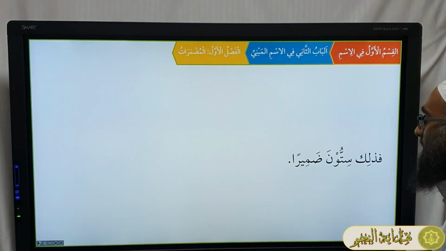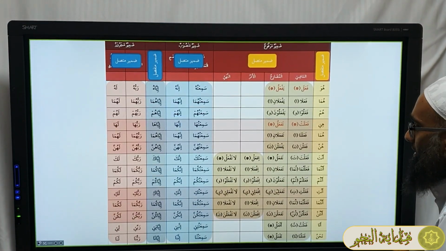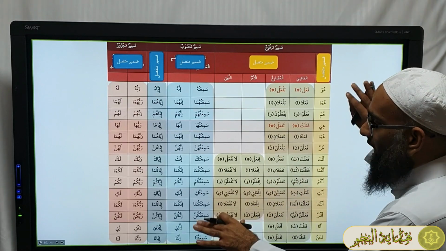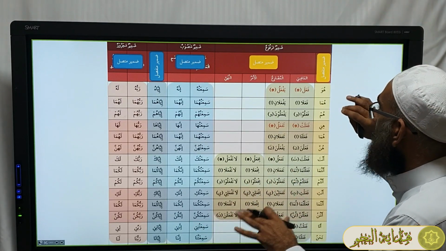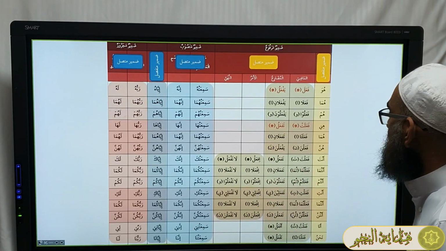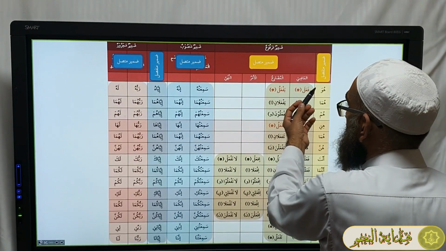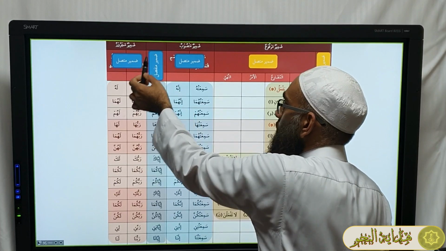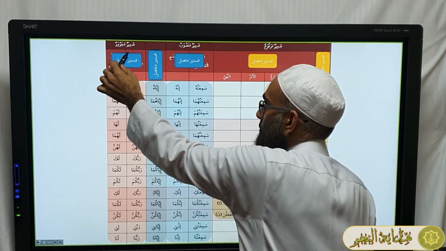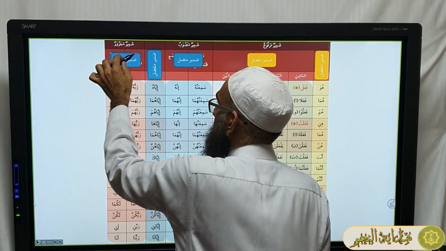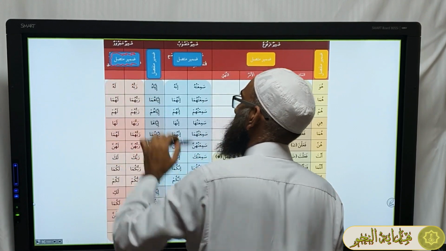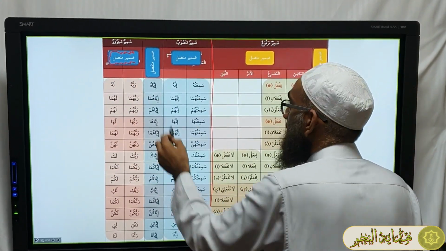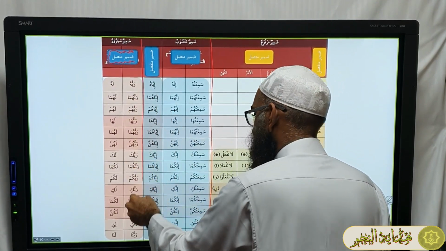Fadhalika sittuna dhamira. These are how many? 60 dhamir. So this is obviously from our Nahwa book. It's not like how he's laid it out, but it just gives you a rough idea. So the yellows are the zamir marfu', the blue is zamir mansub, and the red here is what? The zamir majroor. Okay? So you have marfu' on this side, mansub here.